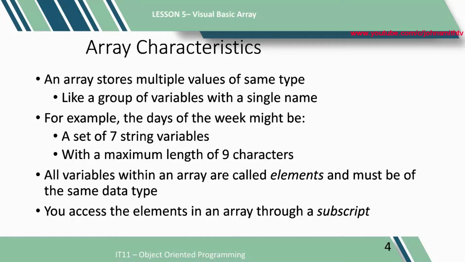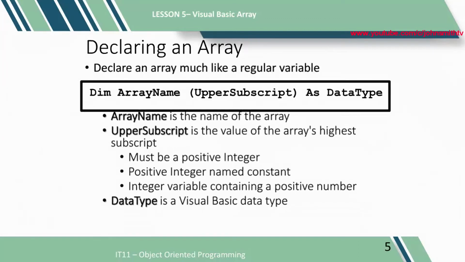Subscript numbering begins at 0, so the subscript of the first element in an array is 0 and the subscript of the last element in an array is 1 less than the total number of elements. For example, consider an array of 7 integers. The subscript of the first element in the array is 0 and the subscript of the last element in the array is 6.